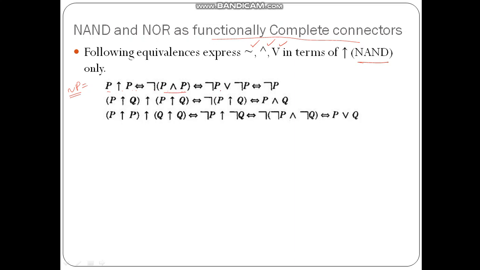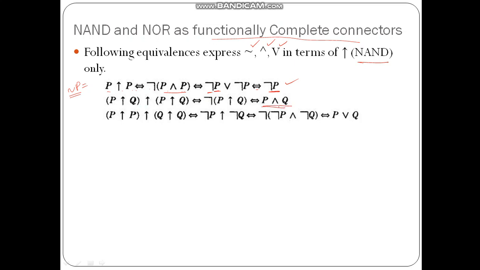We know P and P is P. So this is P and this becomes not P. So here it is not P. Similarly, complete not of P and P is not P or not P. And not P or not P is again not P. We know this.